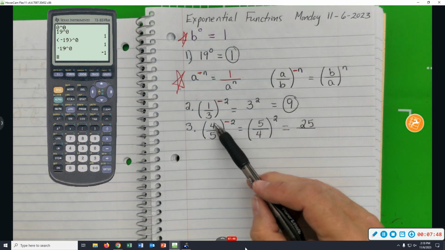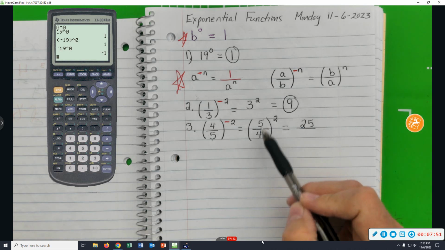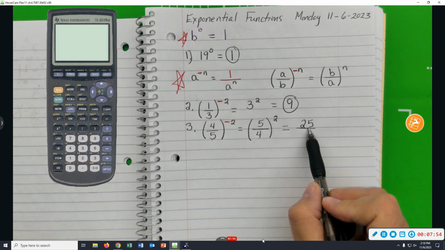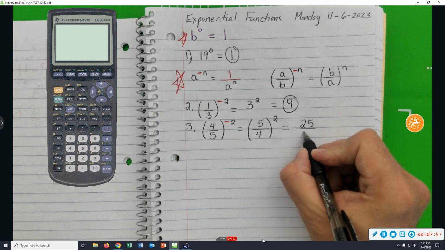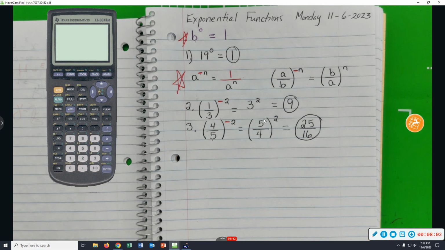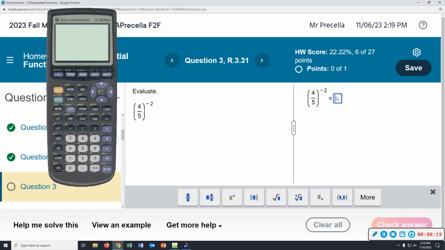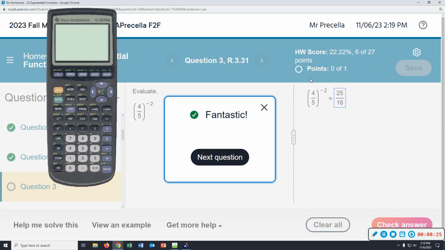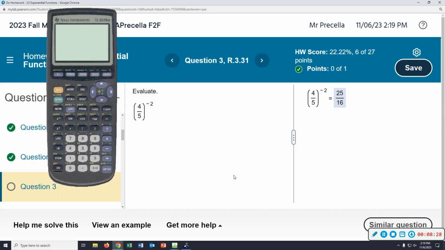Sorry about that. 4 over 5, we flip it. 5 over 4. And 5 squared is 25. 4 squared is 16. So 25 over 16. Realize that's 5/4 times 5/4. To multiply fractions, you multiply the numerators. 5 times 5 is 25. 4 times 4 is 16. So we have 25 over 16. Any questions there?